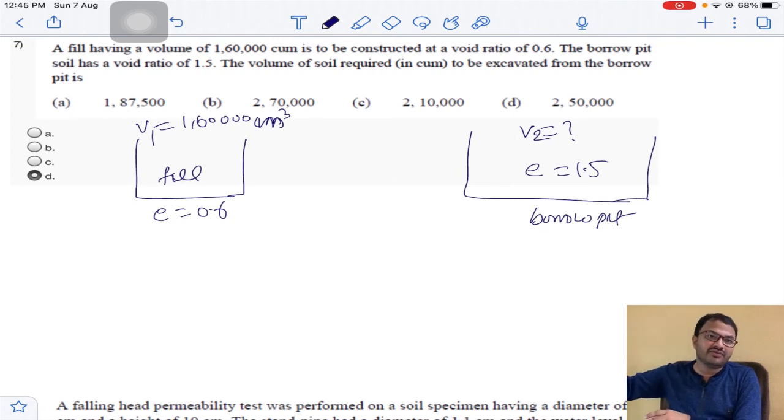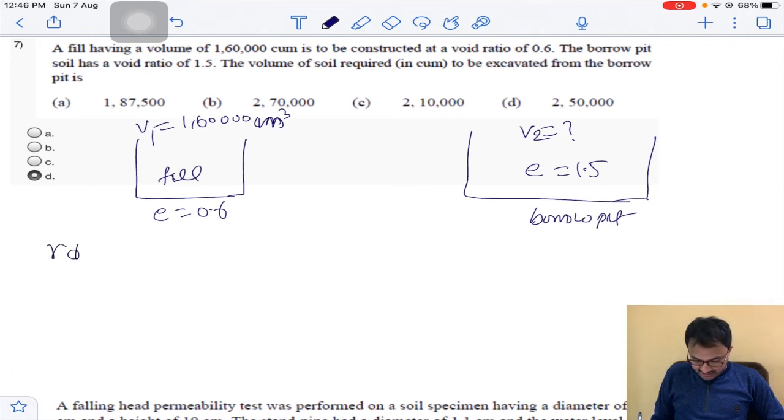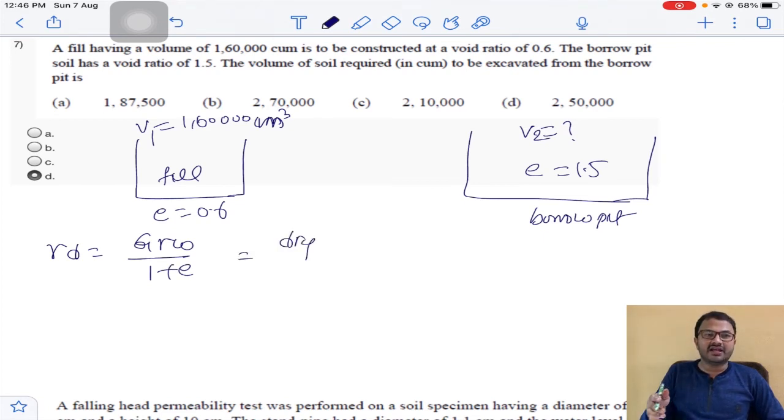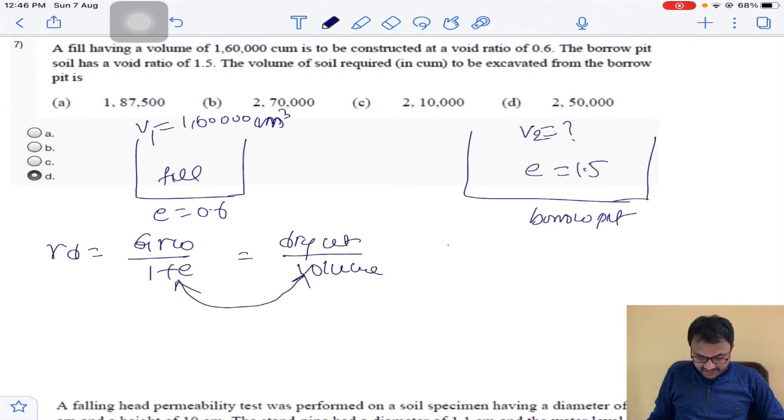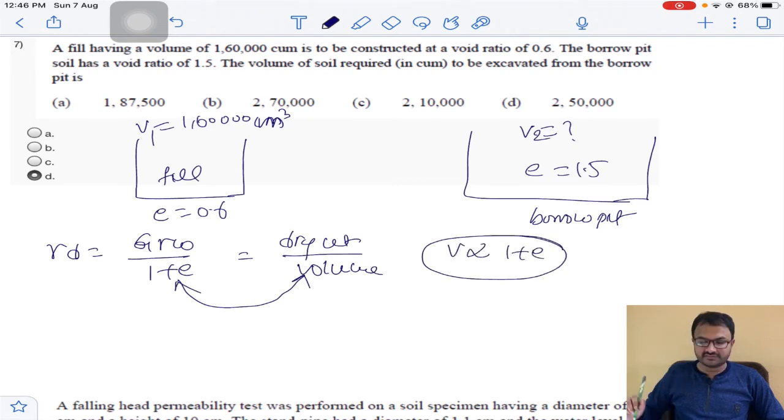To construct an embankment having void ratio 0.6, at the embankment we need soil of 1,60,000 cubic meter. That is, to fill this, how much volume of soil has to be carried away from the borrow pit? Okay, so now we have one relation: gamma d equal to G gamma w by 1 plus e, where gamma d is dry density or dry unit weight, that is dry weight divided by volume. So in this expression, V is directly proportional to 1 plus e.